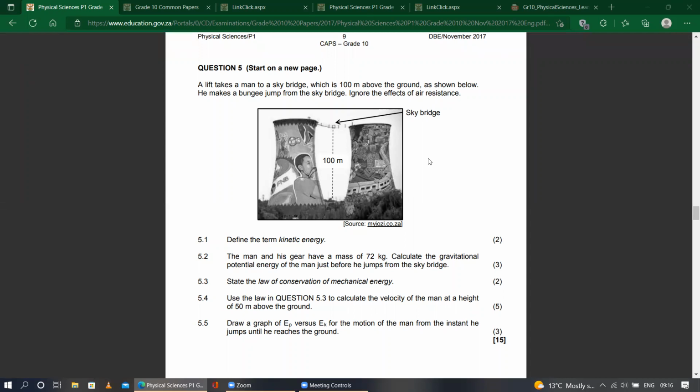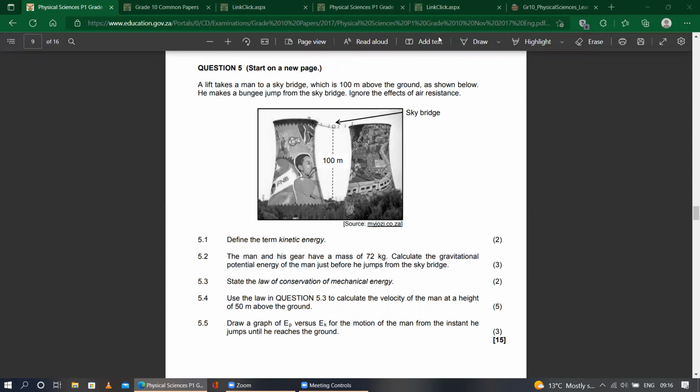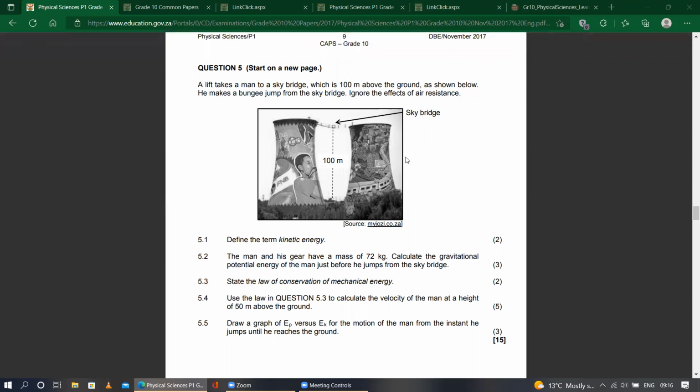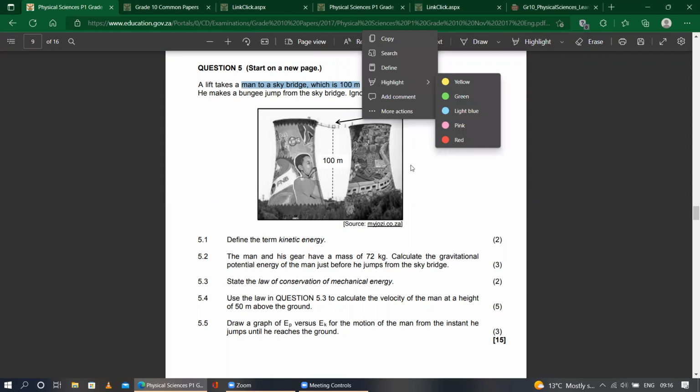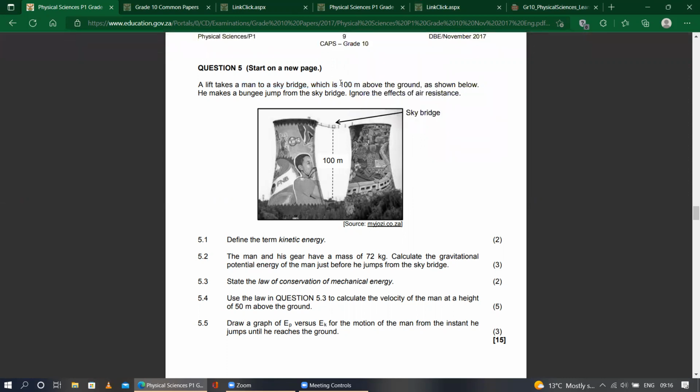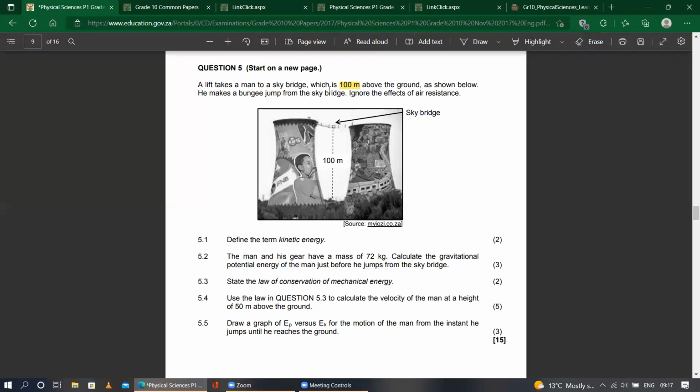So do you know the formula for kinetic energy? EK is equal to half mv squared. Okay, that's good. So for now, they're saying that a lift takes a man to a sky bridge which is 100 meters above the ground. So let's just highlight that value. It's 100 meters above the ground as shown below, and he makes a huge bungee jump from the bridge.